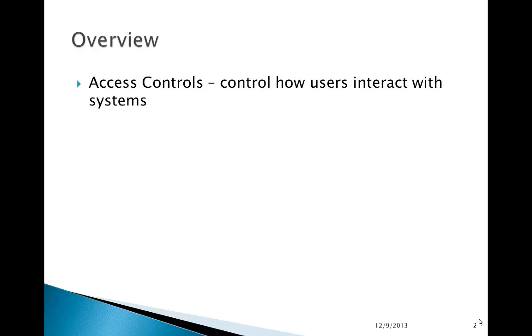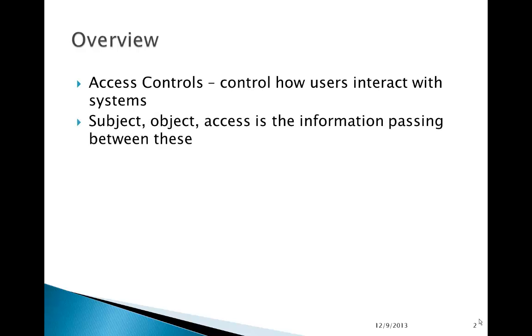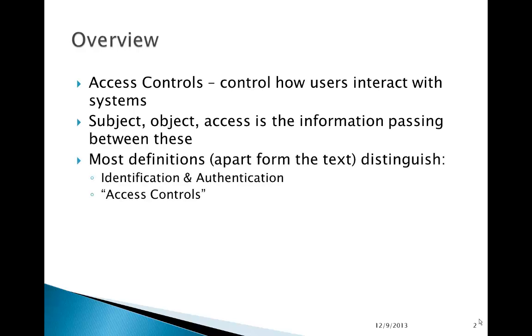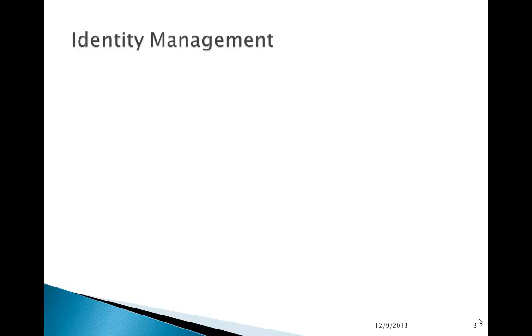Access controls control how users interact with systems. Between the subject and the object, access is the information passing between them. Most definitions, apart from the text, definitely distinguish identification and authentication, the process of asserting an identity and proving that identity, from so-called access controls, which are, given that you've already proven your identity, what are you allowed to do? For some reason, perhaps because the CISSP does this also, both of these concepts are merged into the notion of access controls in this text.